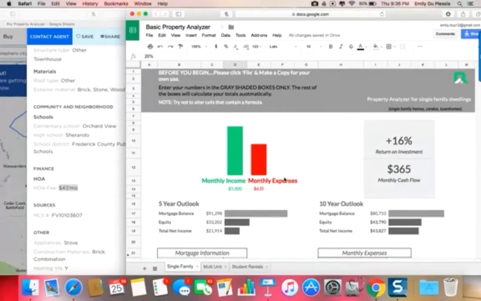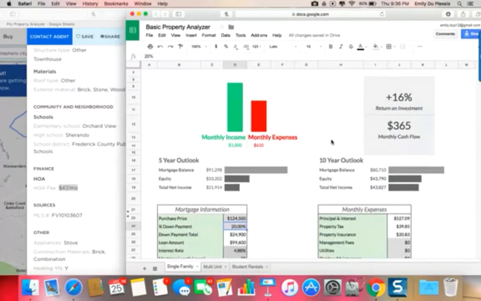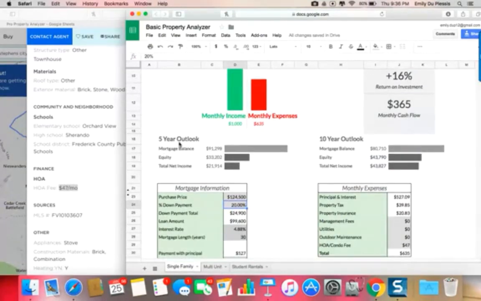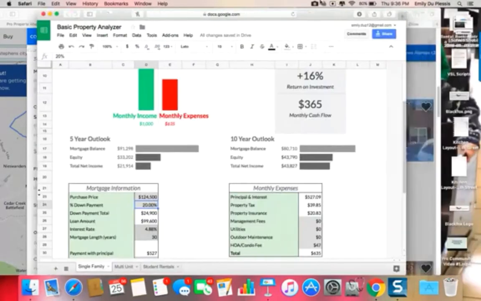But it's super easy to use some sort of analyzer. You can use our analyzer. There's a lot of apps out there as well that have mortgage calculators and those sorts of things on there. But this really gives you an idea of what your income is versus your expenses. And it also gives you an outlook after 5 years, what kind of balance you're going to have on the mortgage, the equity that you should have, how much money the property would have made you. It gives you a 10-year outlook as well. And so, there's definitely a lot of great information.